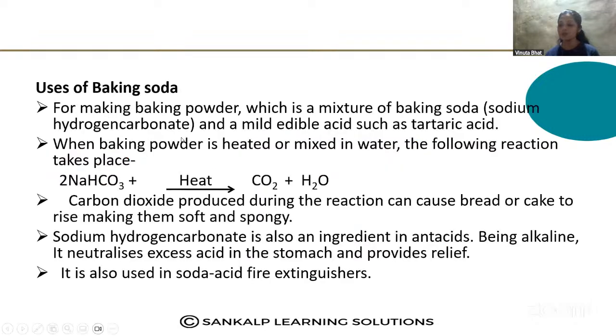Then uses of the baking soda. What are the uses of baking soda? For making baking powder. Baking powder is prepared by using the baking soda, which is the mixture of baking soda and mild edible acids such as tartaric acid. So what are the constituents of the baking powder? That is baking soda and tartaric acid.